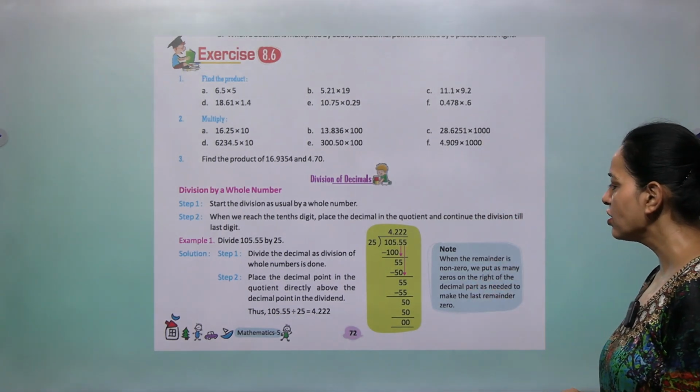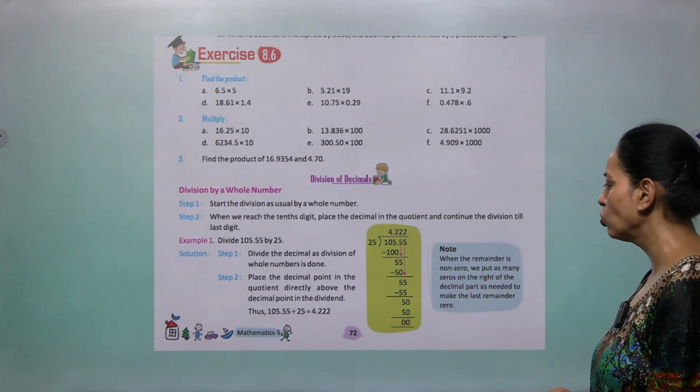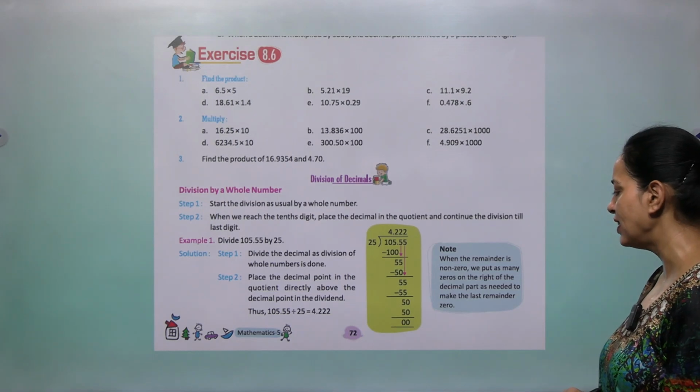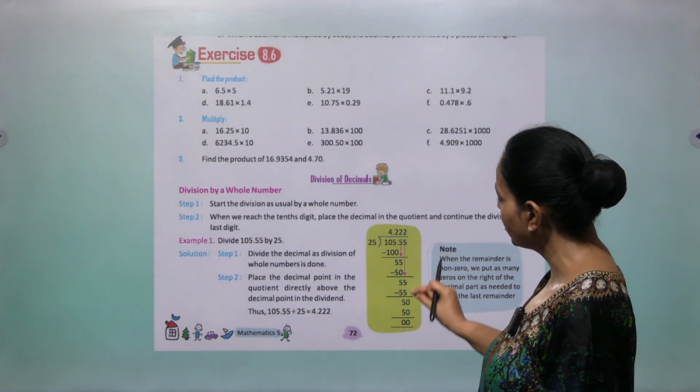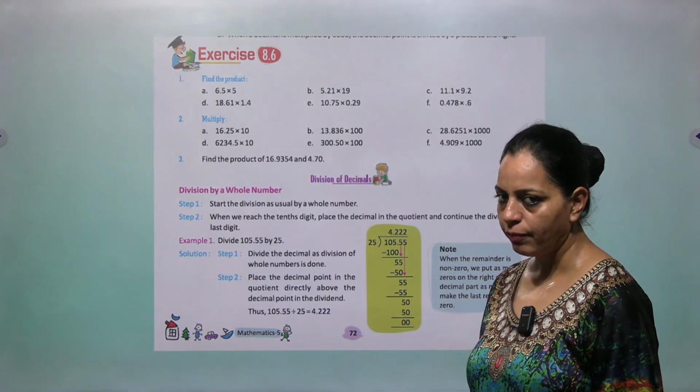Note: when the remainder is non-zero, we put as many zeros on the right of the decimal part as we need to make the last remainder zero. If zero is not coming, we keep taking zeros. Okay, we can take it, no problem.